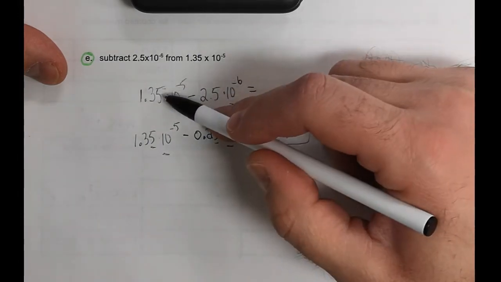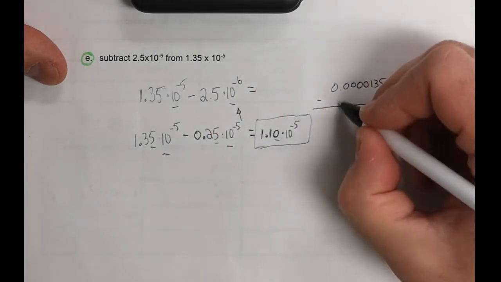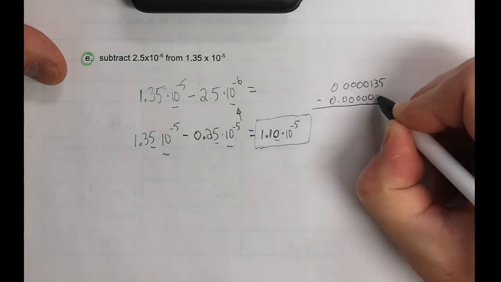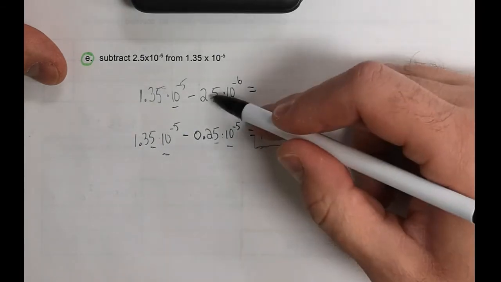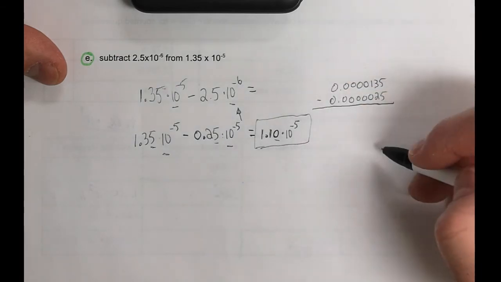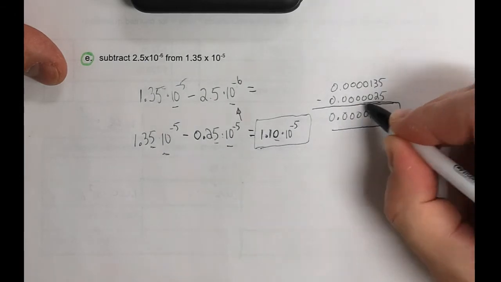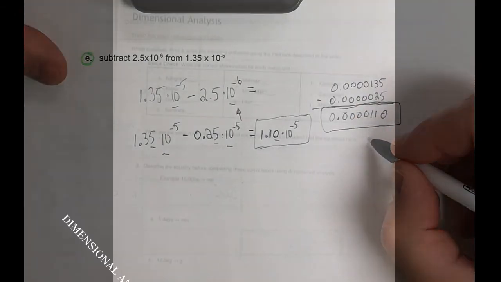If we were to do this another way, and expand out 1.35 times 10 to the minus 5, and expand out 2.5 times 10 to the minus 6, we get the same value.